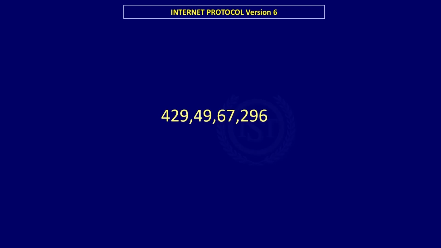Even though we are now using IP version 4, we are also getting IP version 6 on the devices that are connected to the internet. By the way, what has happened to IP version 5? Because after 4, the number should be 5.